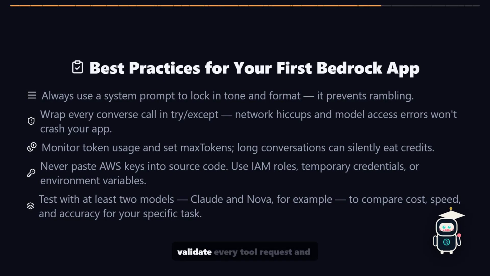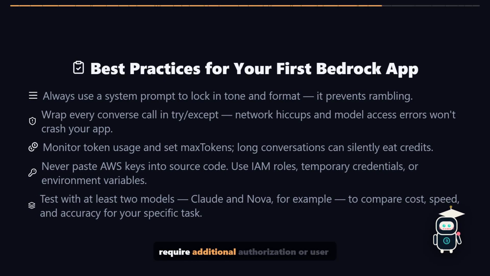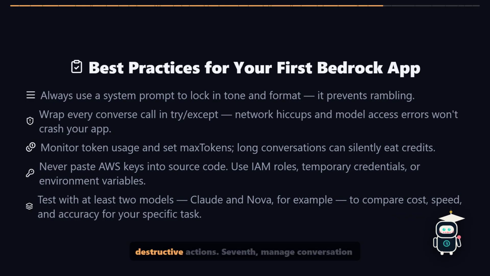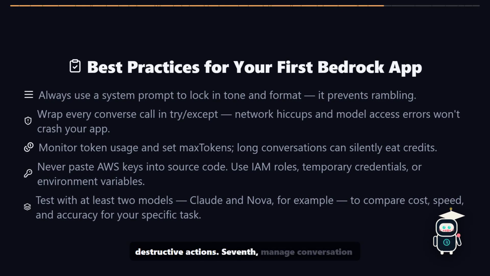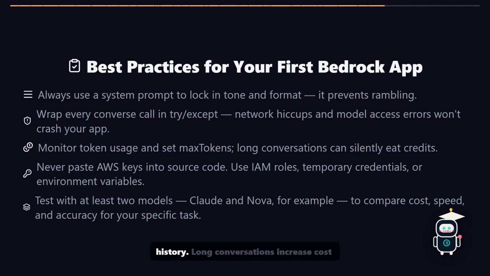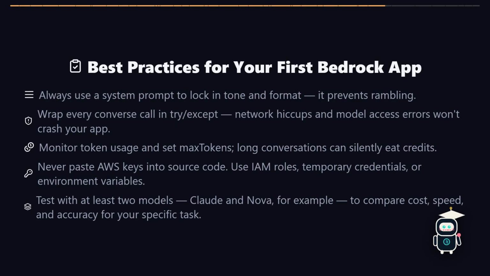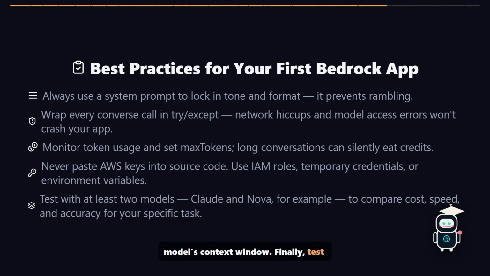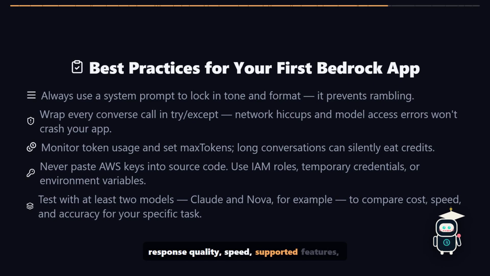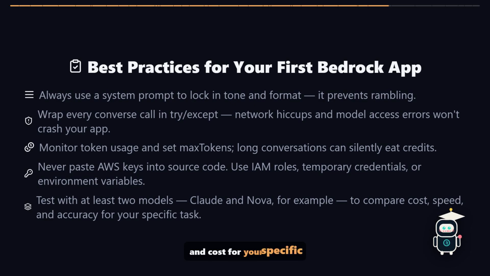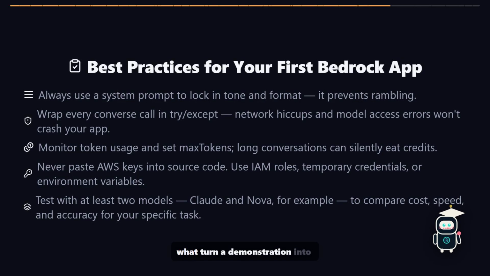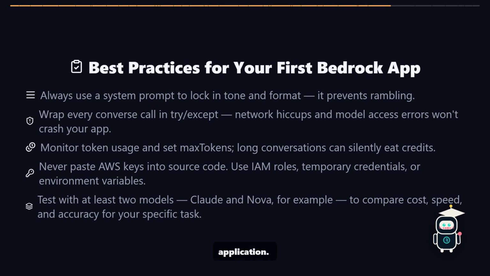Sixth, validate every tool request and require additional authorization or user confirmation before performing sensitive or destructive actions. Seventh, manage conversation history. Long conversations increase cost and may eventually exceed the model's context window. Finally, test more than one model. Compare response quality, speed, supported features, and cost for your specific use case. These practices are what turn a demonstration into the foundation of a production application.